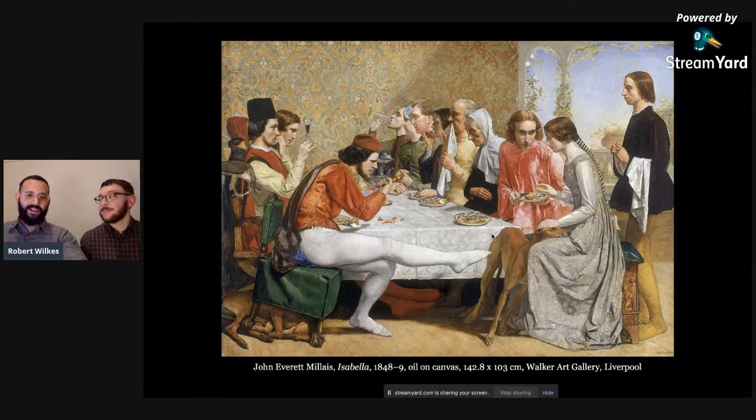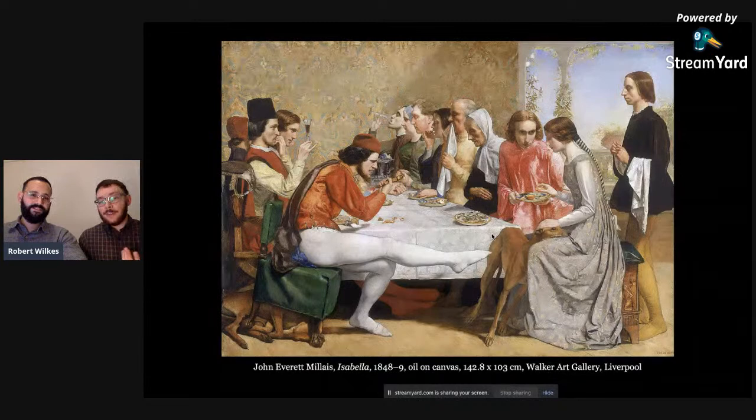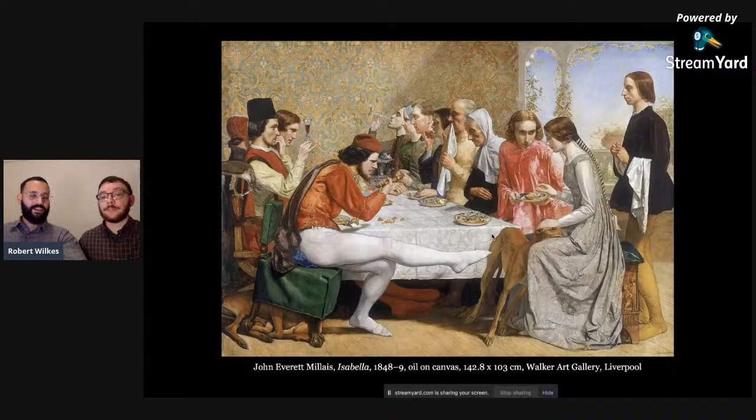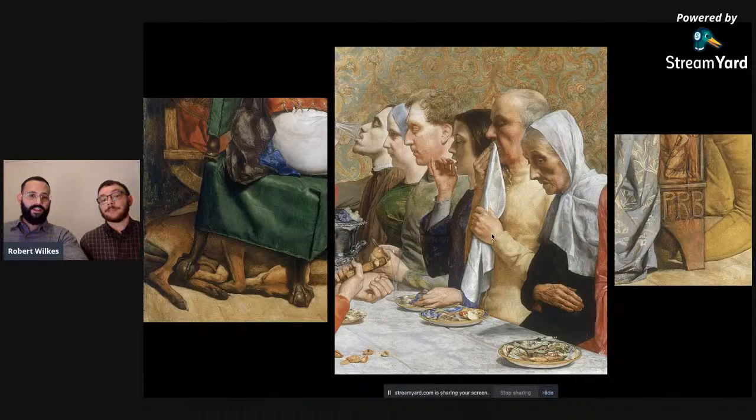So it's a very strange, tragic subject, but a subject that's very rooted in the historical past. And yet, the way that Millais has depicted it is strikingly modern. These are just to show some details of the painting.